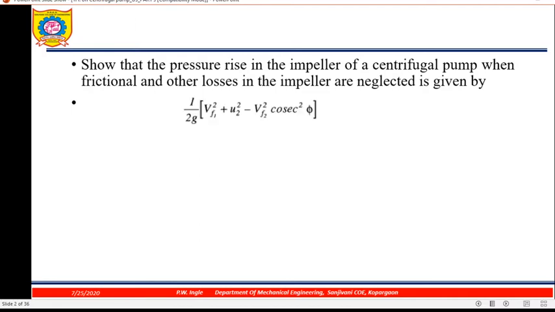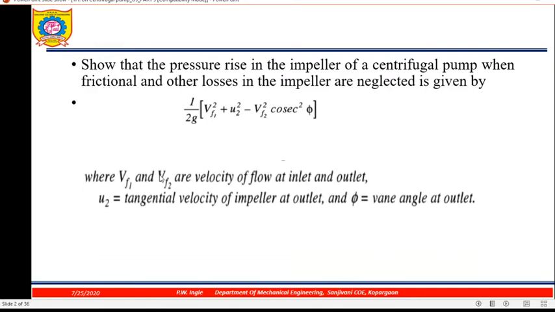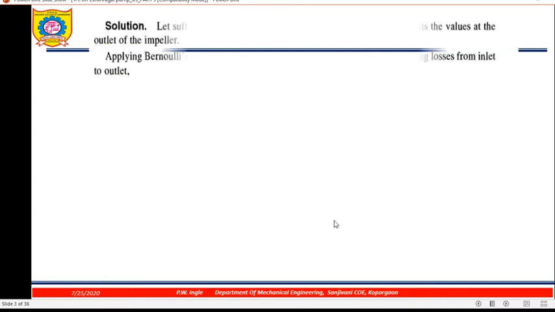So today we will discuss some important theoretical points of centrifugal pump. This problem was asked many times. Show that the pressure rise in the impeller of a centrifugal pump, when frictional and other losses in the impeller are neglected, is given by the equation 1 by 2g [Vf1 square plus U2 square minus Vf2 square cosec square phi], where Vf1 and Vf2 are velocities of flow at inlet and outlet, U2 is the tangential velocity of impeller at outlet, and phi is the vane angle at outlet.